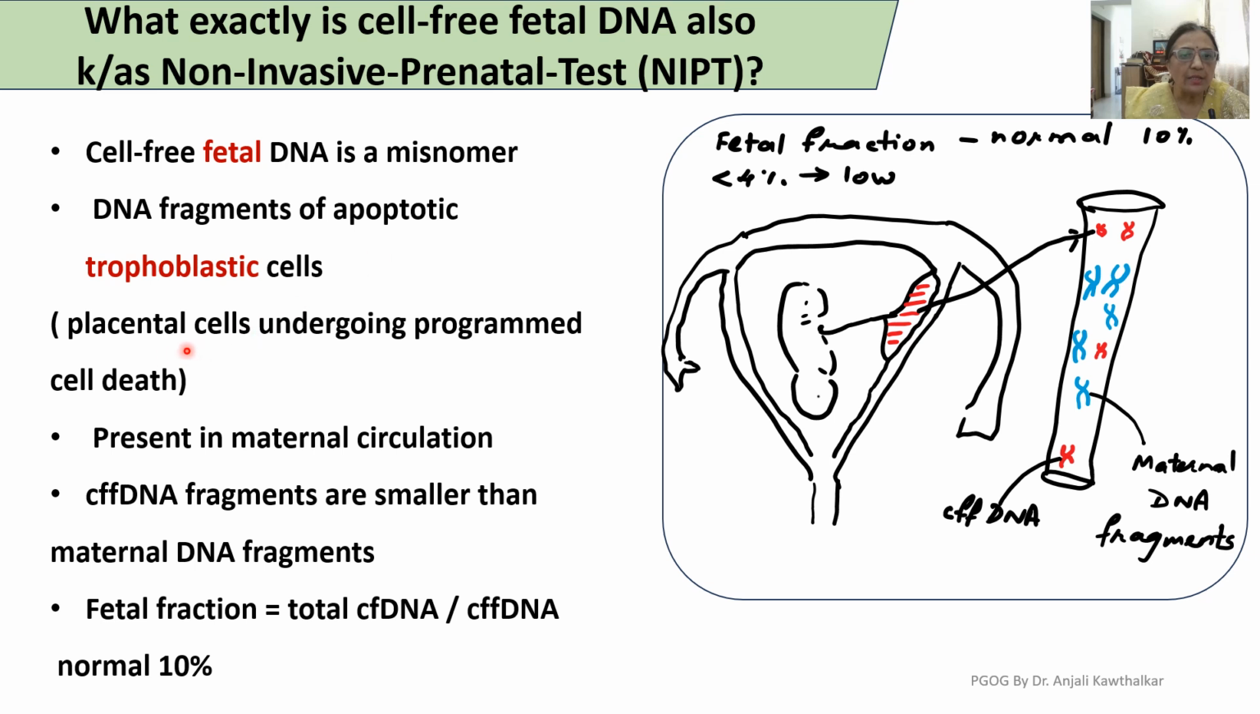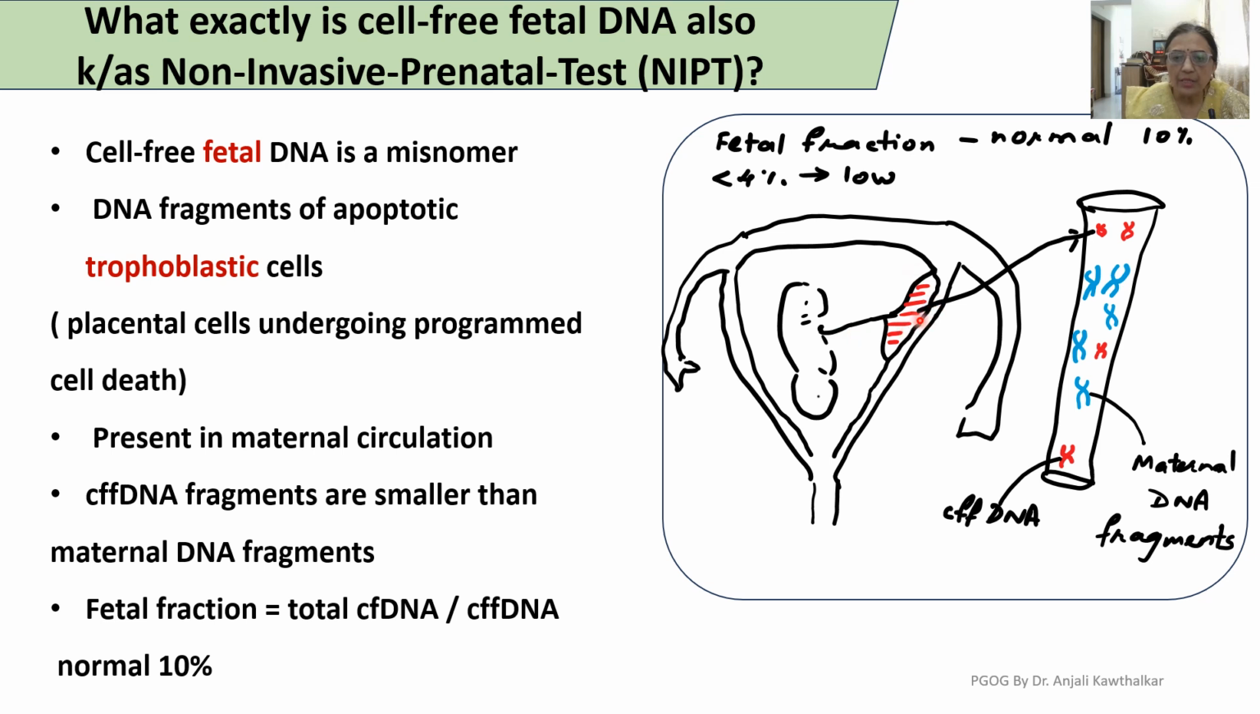Apoptosis is programmed cell death, and these are placental cells which are undergoing programmed cell death. These trophoblastic cells are detected in the maternal circulation. So, in other words, it is cell-free trophoblastic DNA which is actually being studied when we do this test. These DNA fragments are present in maternal circulation. Cell-free fetal DNA fragments are smaller as compared to maternal DNA fragments.